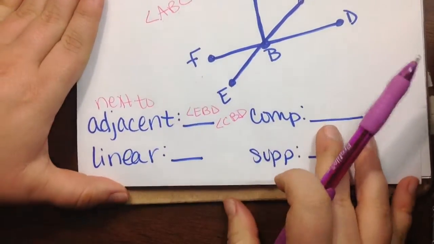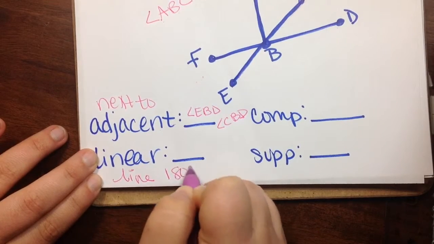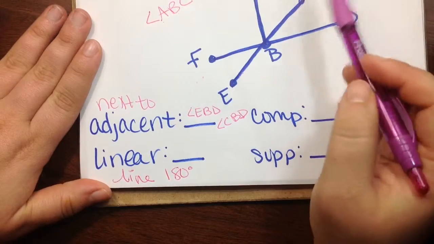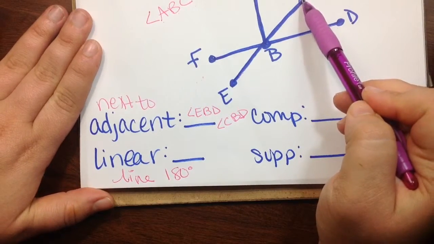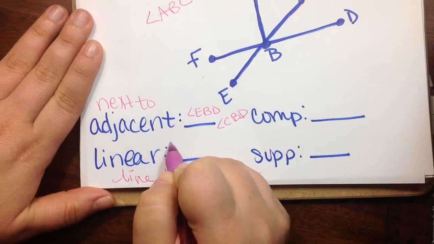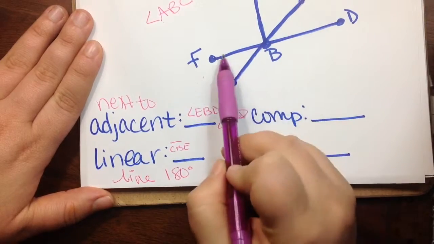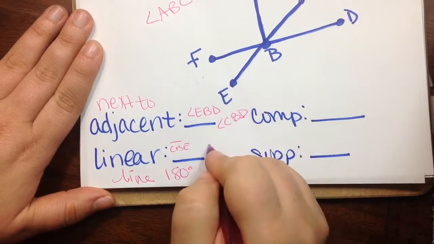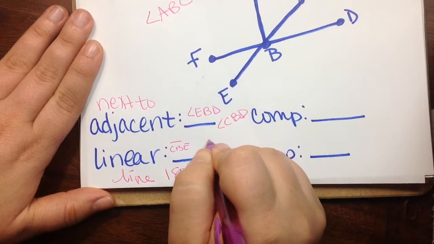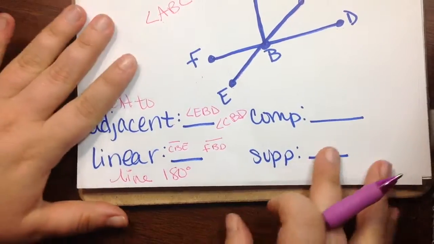All right? Linear means it makes a straight line, which makes 180 degrees. So if I look, there's a whole bunch of them. You could say CBE makes a straight line. So line CBE. You could say FBD. FBD also makes a straight line. So you could say that they're straight lines, or you could call them straight angles. It's pretty much the same thing.